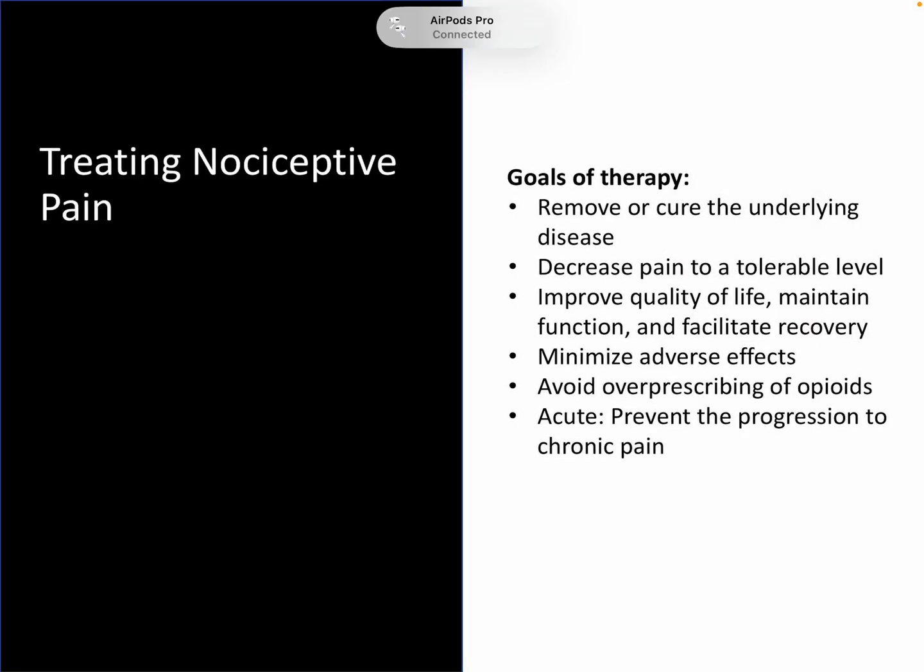So first, let's talk about the treatment of nociceptive pain. Remember, nociceptive versus neuropathic. They are two different types of pain. Neuropathic primarily involves the nerves and has some kind of a lesion associated with the nerves. So usually that's the stinging, burning, kind of your foot's asleep type of pain.